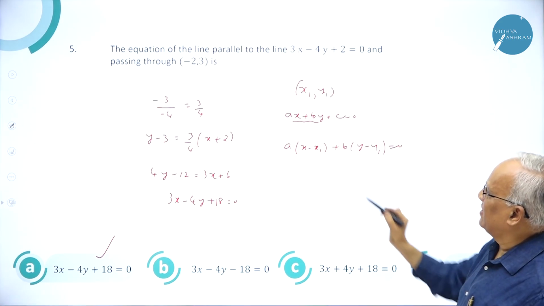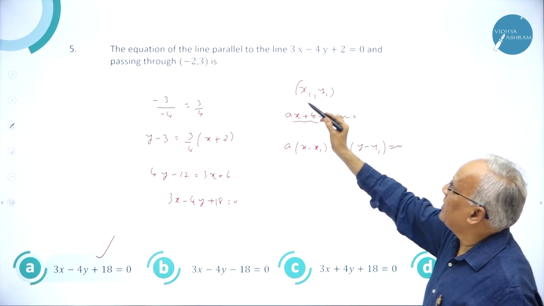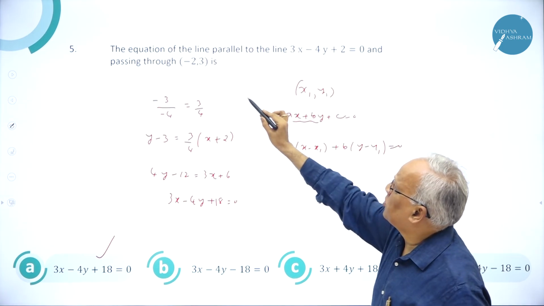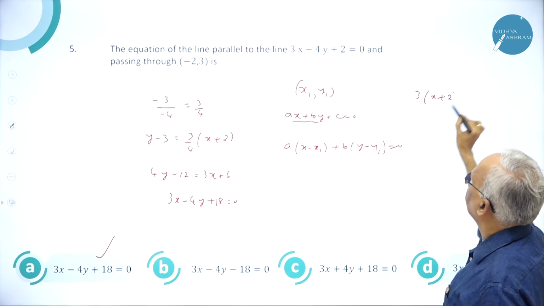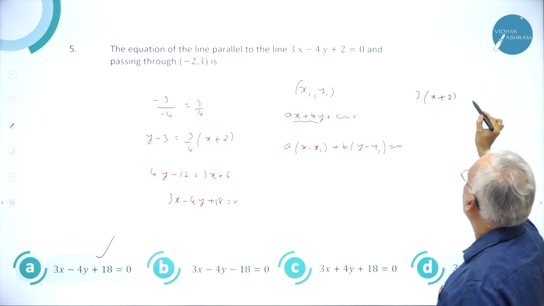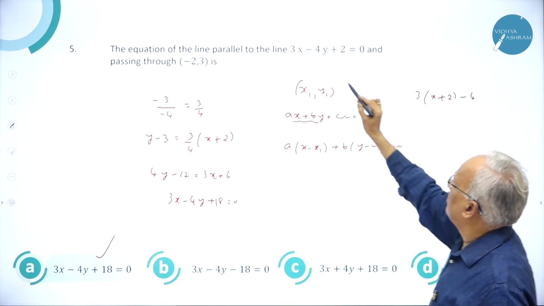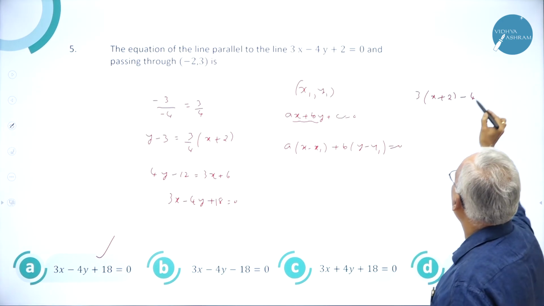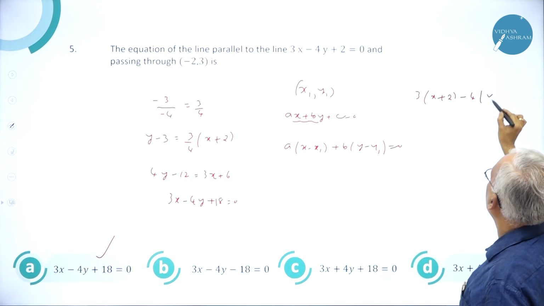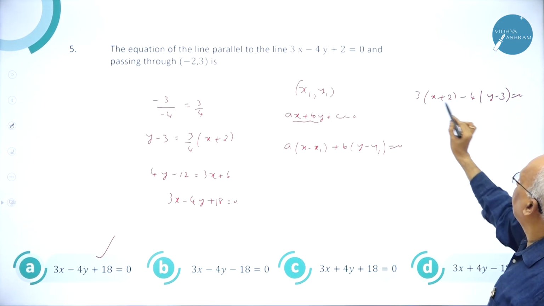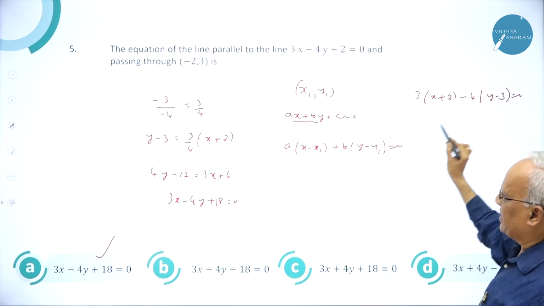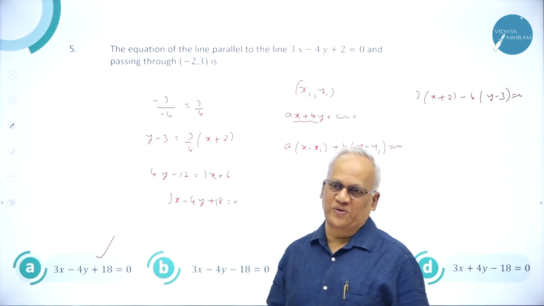Therefore, using this, see how quickly we can write. So the equation of the line parallel to this through that point is 3 times (x minus of minus 2), that is x plus 2, minus 4 into, because instead of plus you have minus there, minus 4 into (y minus 3) is equal to 0. So 3x minus 4y plus 6 plus 12, that is plus 18 equal to 0. Very easily you can get to that answer.